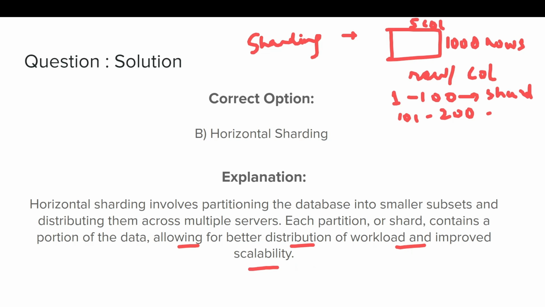So based on that kind of partitioning, now we understood this is how database partitioning is done, and the name is called sharding or database partitioning. And the right answer for this was horizontal sharding, because we are trying to do it row wise.